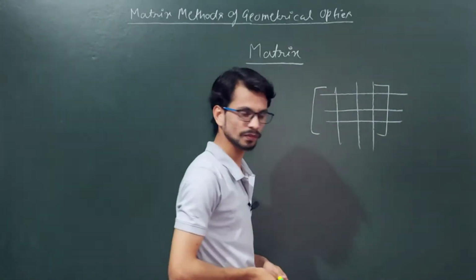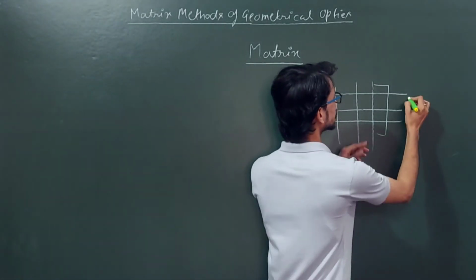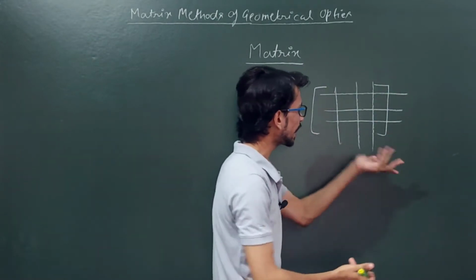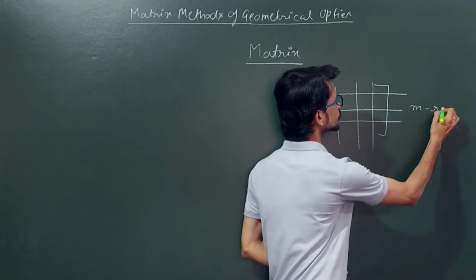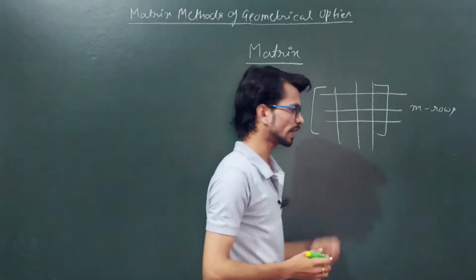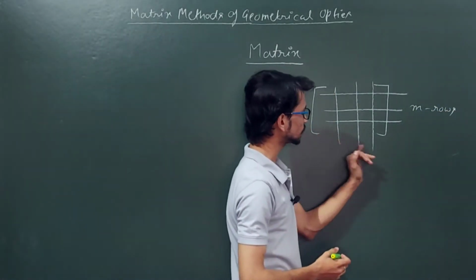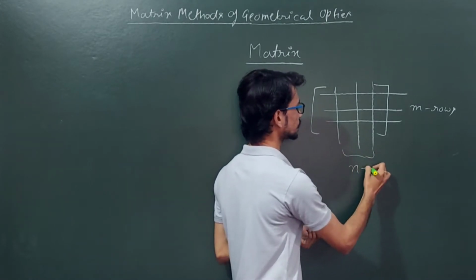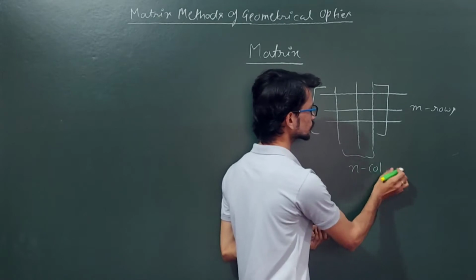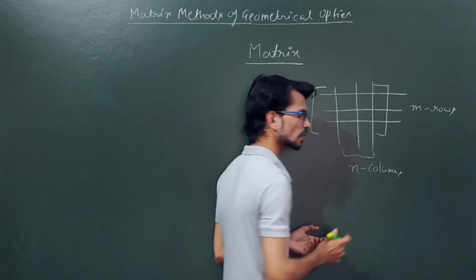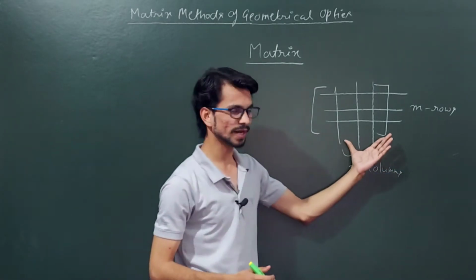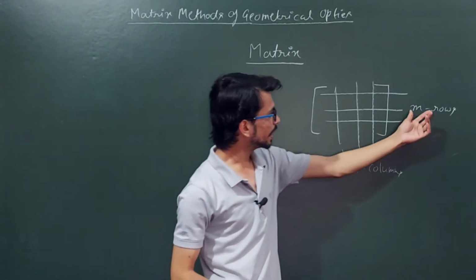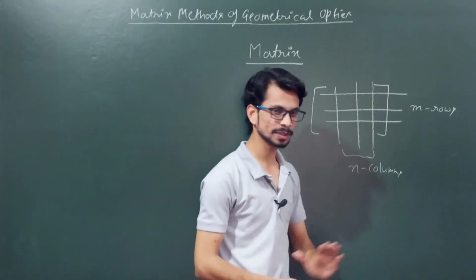Let us assume these are 1, 3, 1, 2, 4 and so forth, m numbers of rows, and these are 3, 1, 2, 3. They may be any numbers. So let's say these are n numbers of columns. Such a rectangular kind of array is simply known as a matrix. Here m are the rows, n are the columns.